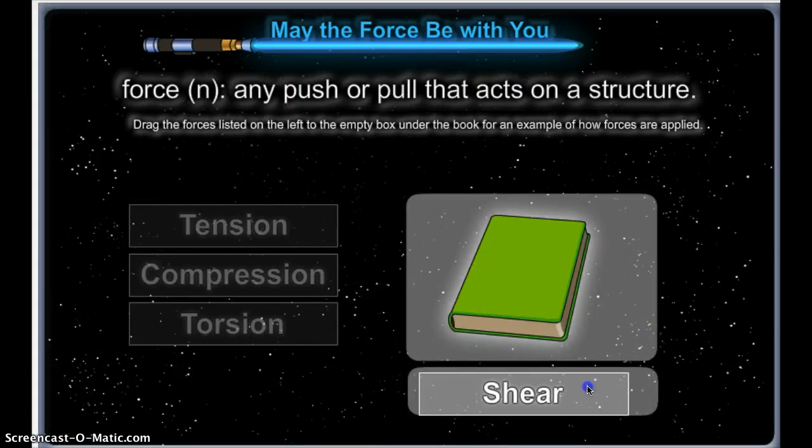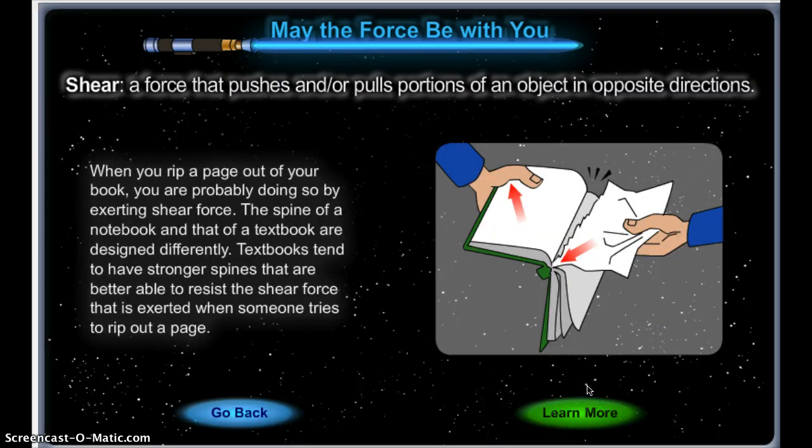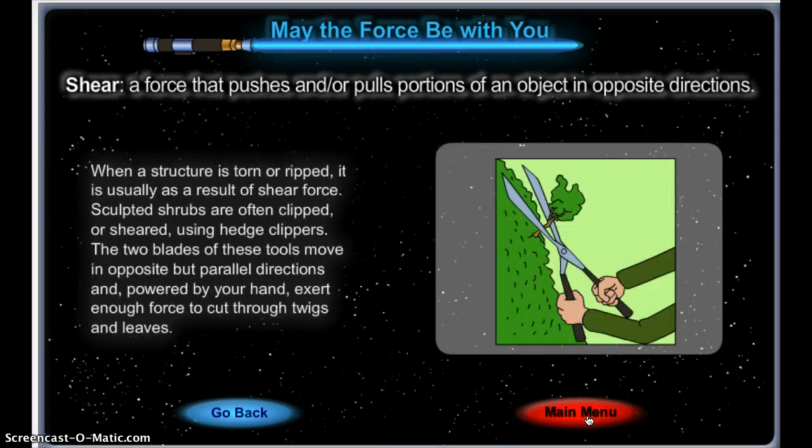And lastly, shear. Shear is the idea of, in this case, ripping a page out of a book. When a structure is torn or ripped, it is usually as a result of shear force. So in the case of shrubbery, we use shears to prune the hedges to look the way we want.